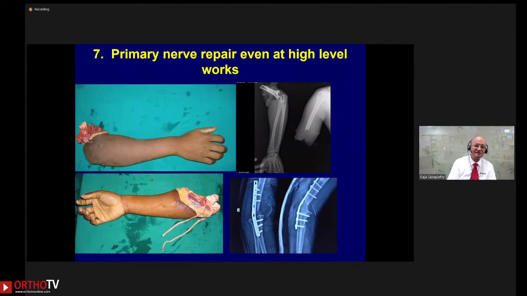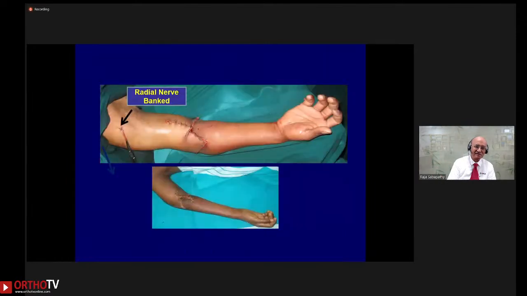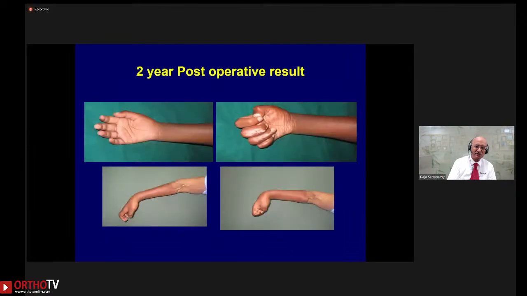I think it works. And you need to think it works. So here is quite a high level of works. And we bank the radial nerve so that you operate with a graft afterwards. And you see, 2 years post-operative result, the flexion that he has got at the median nerve is very good.